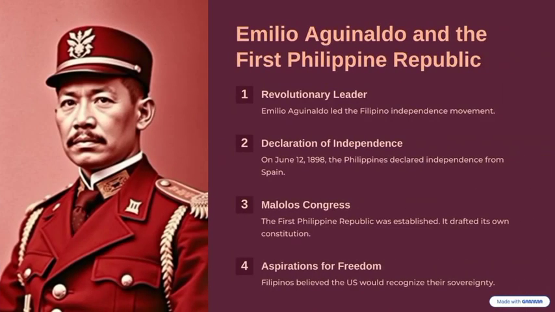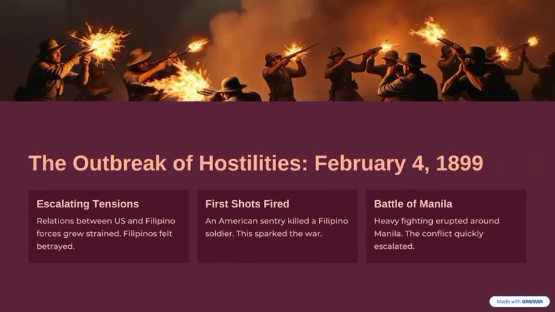Emilio Aguinaldo and the First Philippine Republic. Revolutionary leader Emilio Aguinaldo led the Filipino independence movement. On June 12, 1898, the Philippines declared independence from Spain. The Malolos Congress established the First Philippine Republic, and it drafted its own constitution. Aspirations for freedom: Filipinos believed the U.S. would recognize their sovereignty.